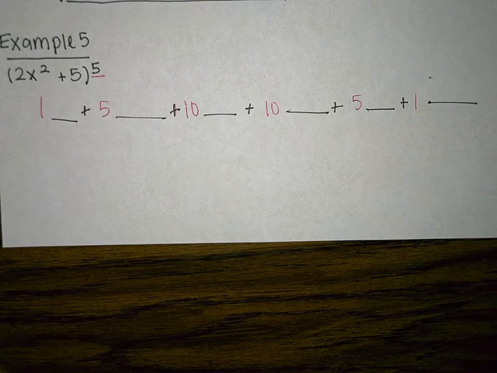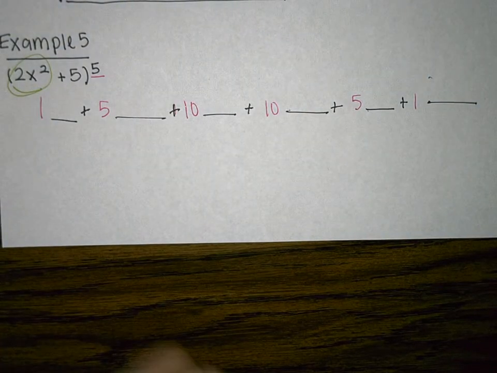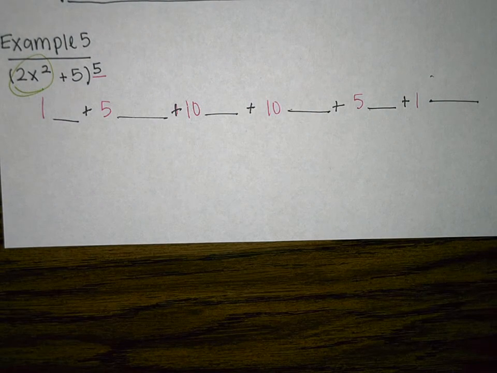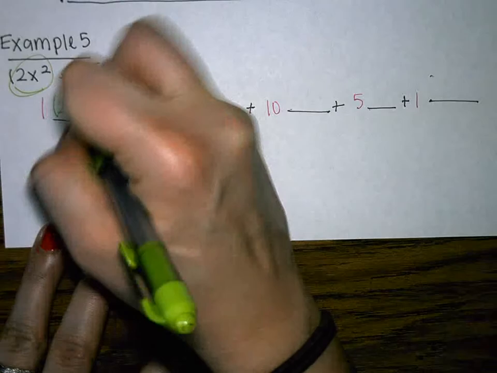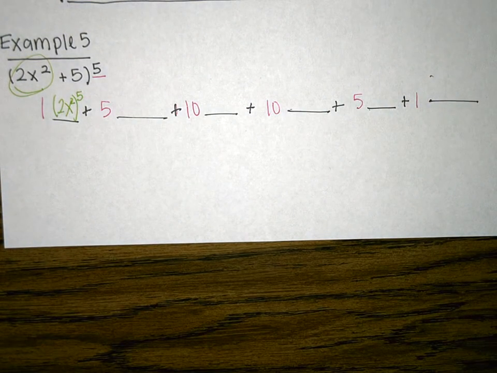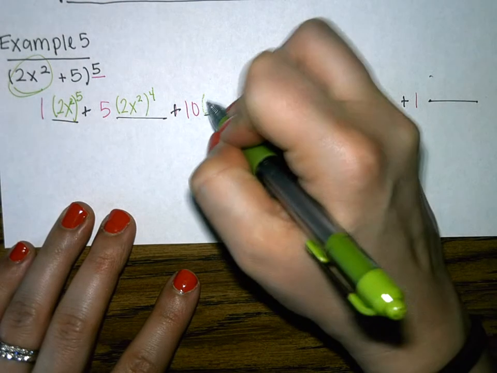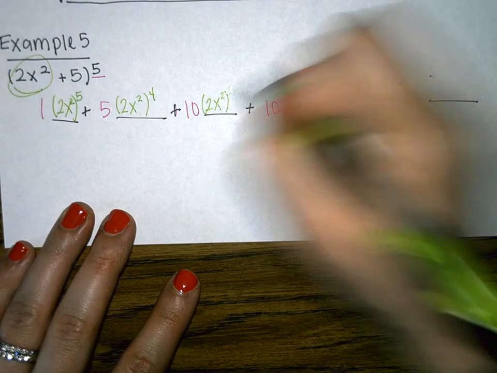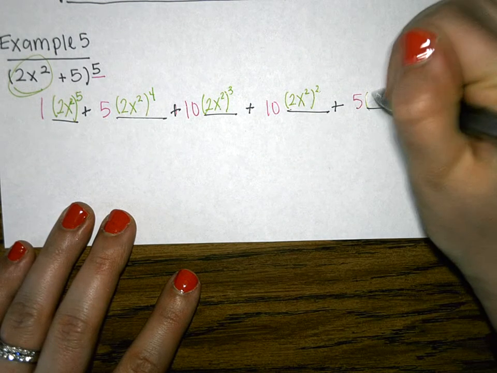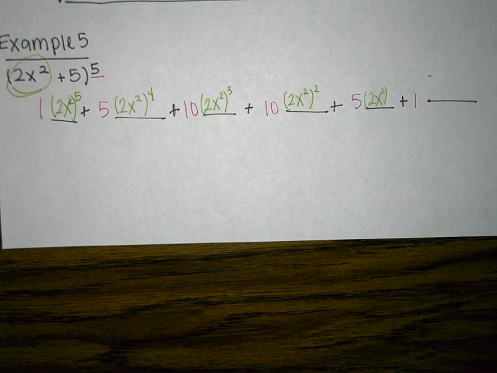So the next thing we want to do is fill in our terms and make sure we put them in parentheses. My first term is 2x squared. Now the squared is only attached to the x here, but we still need to put the whole thing in parentheses. So this is going to be 2x squared to the 5th power. My next one is going to be 2x squared to the 4th, 2x squared to the 3rd, 2x squared to the 2nd, 2x squared to the 1st, so we don't write the 1, and then 2x squared to the 0, which comes out to 1.